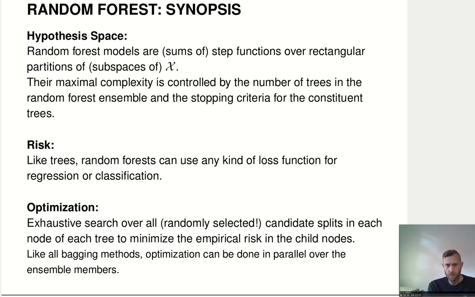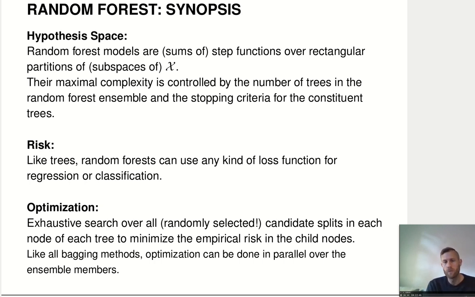What's the risk? Well, just like classification and regression trees, we can use any kind of loss function for regression or classification that we want. We're completely free in picking and choosing. But like for classification and regression trees, some of these will be easier to handle than others. So for example, split computation for nominal variables can become very, very difficult to do if you're not using a squared error loss or a logistic or Bernoulli loss.